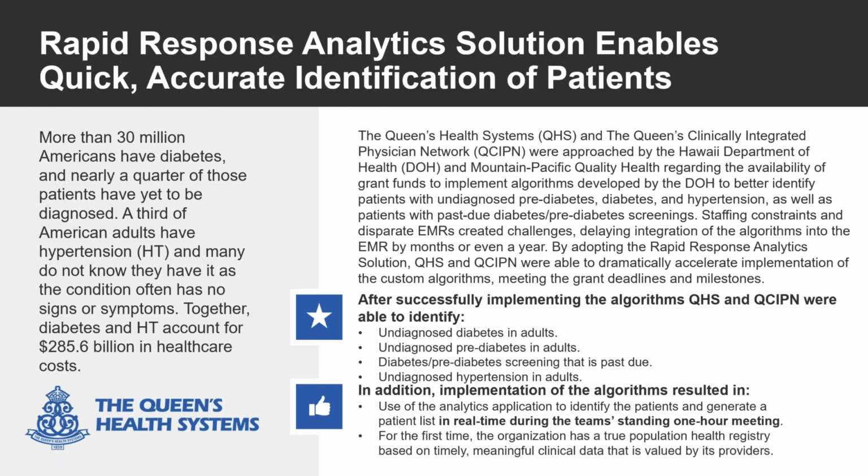So we have a few success stories here just before we get into the demo. This one is from the Queen's Health System. They implemented Population Builder, and they had a grant deadline that they needed to respond to. In applying for the grant, they were looking for undiagnosed diabetics. They were able to use Population Builder to get the answer to that question in real time during the team's standing 1 hour meeting. And they also said that it probably would have taken a couple of weeks to get that answer in their existing system.